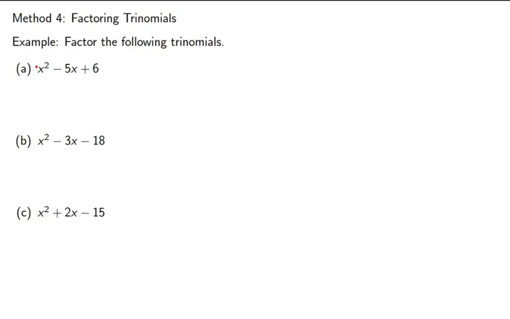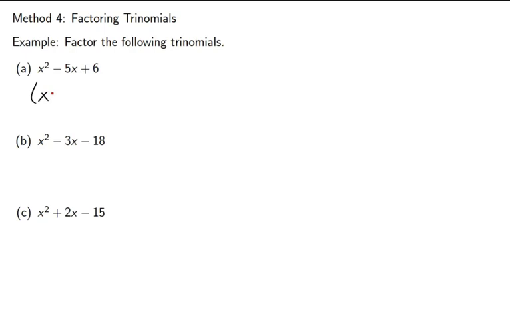So, for these, what you want to do is look at the coefficient, the leading coefficient. If it's just 1, then all we have to do is find 2 numbers that multiply to the last term and add to the middle coefficient. So again, multiply to 6, add to negative 5. What 2 numbers do that? Multiply to 6 and add to negative 5. If you said negative 2 and negative 3, you're right.